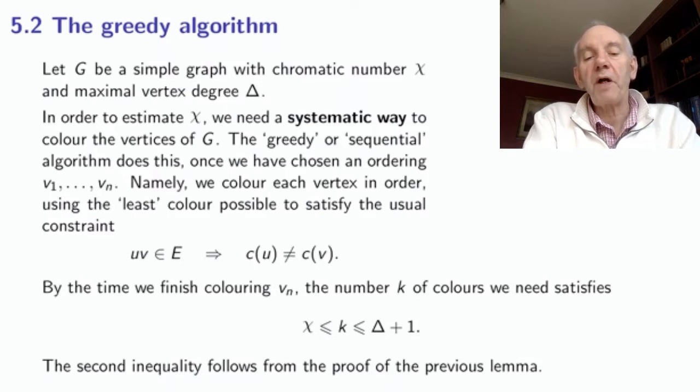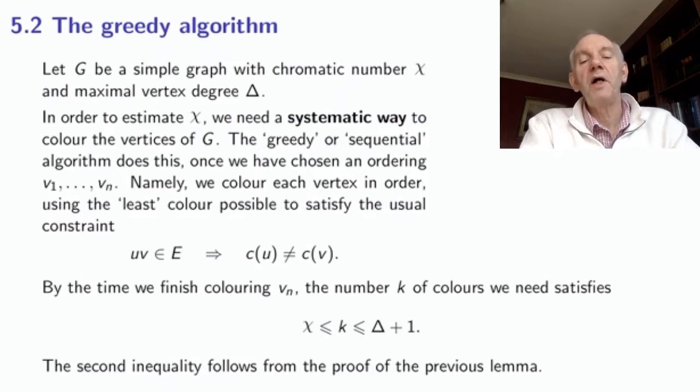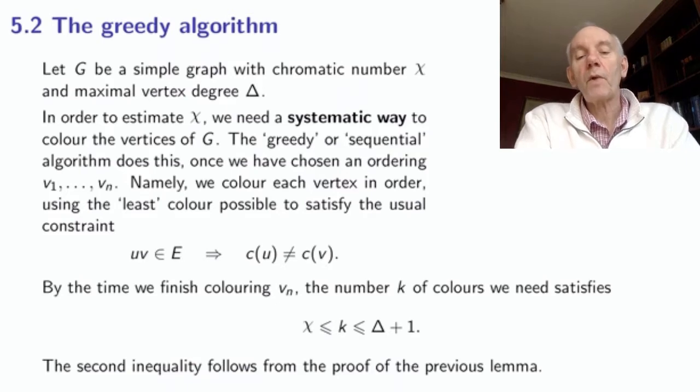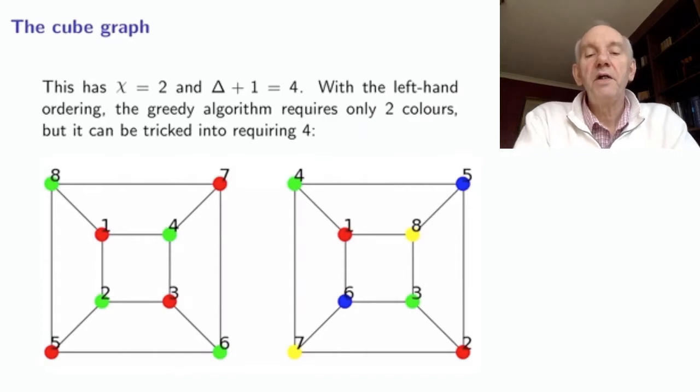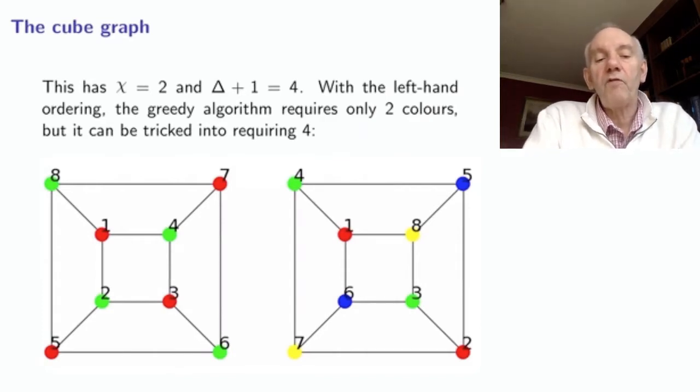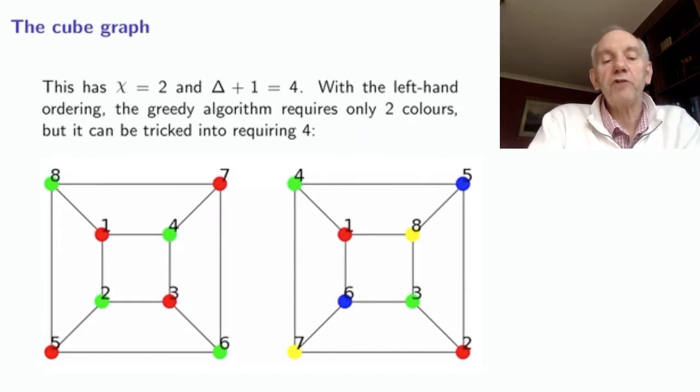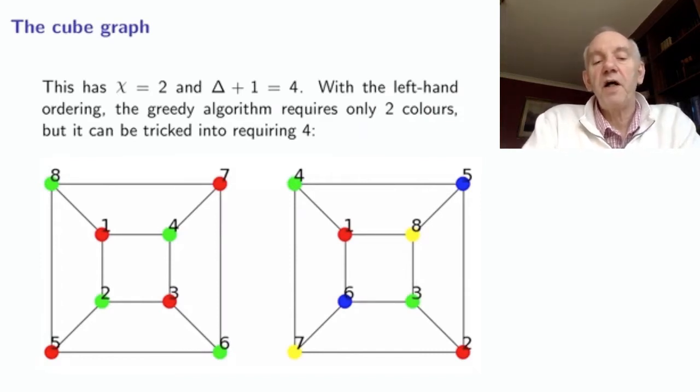So in other words, when we apply this algorithm, it's going to require k colours, and k ranges between the chromatic number, which typically we won't know, and delta plus 1, which we will know. So I'm going to apply it to the example of the cube graph. So here we see the sort of looking at a cube, a transparent cube in perspective. Here we see the vertices and edges of a cube, or cuboid.